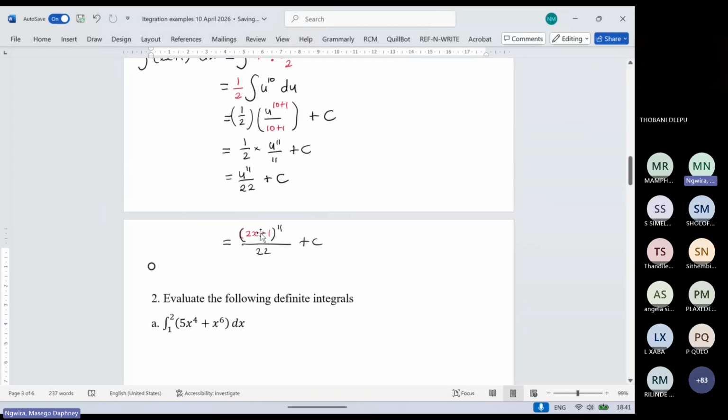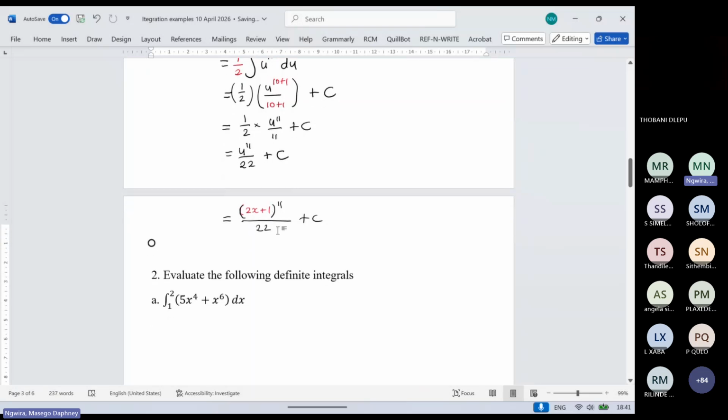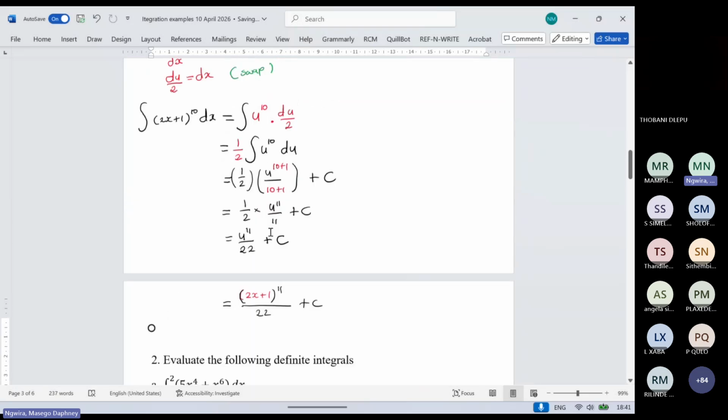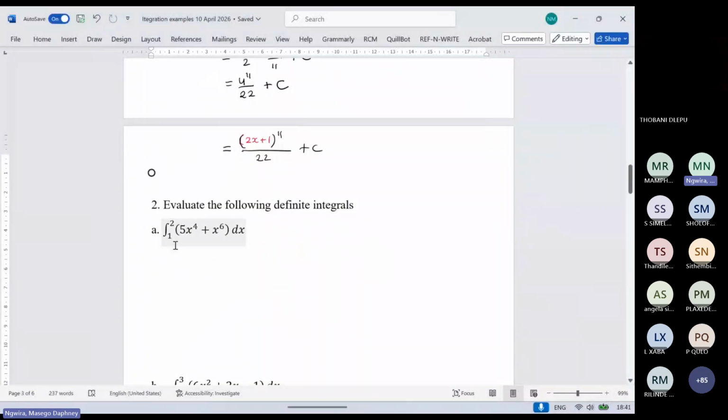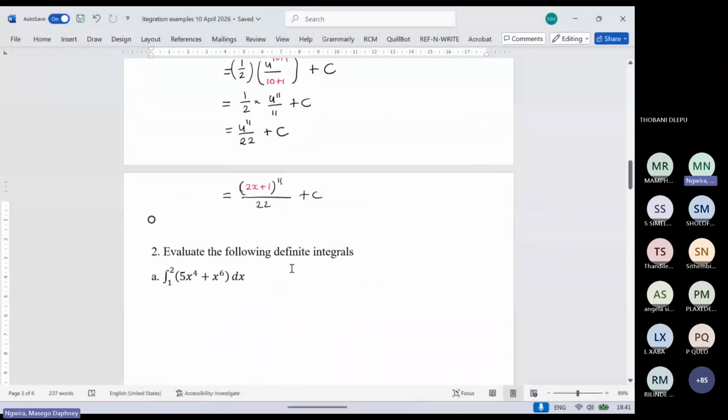Yeah, that's where it ends because our u to the power of 11 is positive. If it was negative, we want to take it to the denominator. And then now we move on to evaluating. So now these are your definite integrals. So this is from 1 to 2. Before you move on to the second equation, just there.